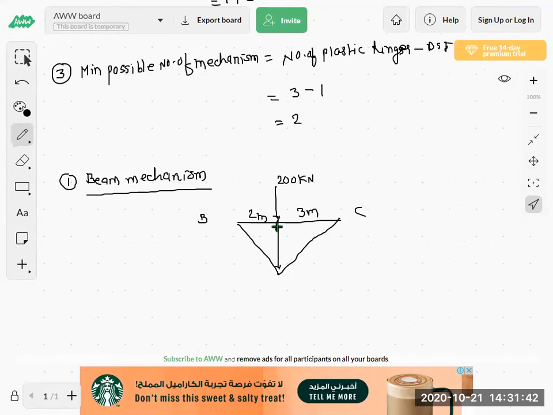So here draw the mechanisms. So here rotation is theta. For this 2 meter span, rotation is theta. So now for this 3 meter span, what is rotation here?